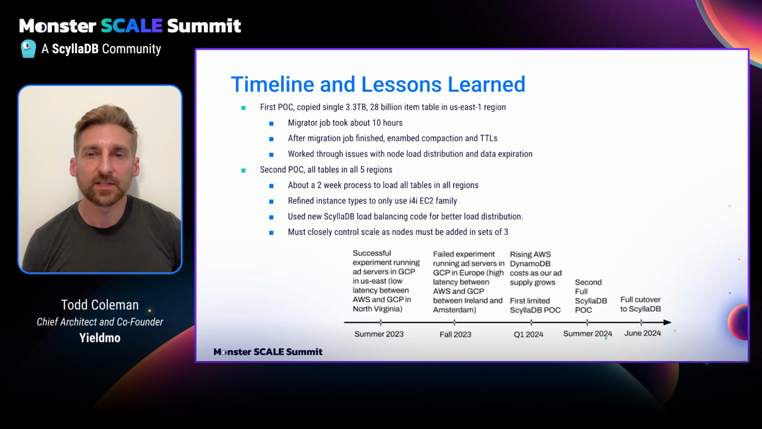One key finding during this phase was that the i3en EC2 instance types, which we initially hoped to use to reduce costs, did not deliver the required performance. We ultimately determined that we needed to standardize on the i4i EC2 instance type family across all regions to maintain the necessary low latency performance.